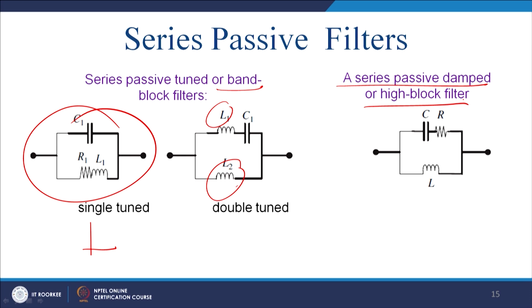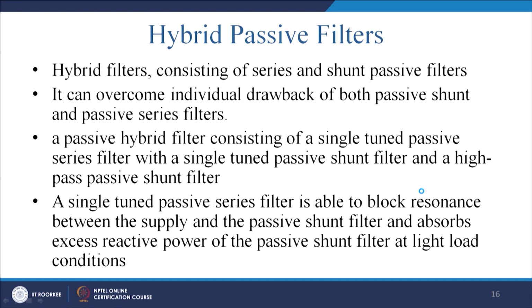It will allow the low frequency to pass, but it will block the high frequency. That is the way it should operate. Now, you can have hybrid passive filters. Of course, you can have a combination of them. Sometimes T filters and pi filters are the topologies we use very frequently.